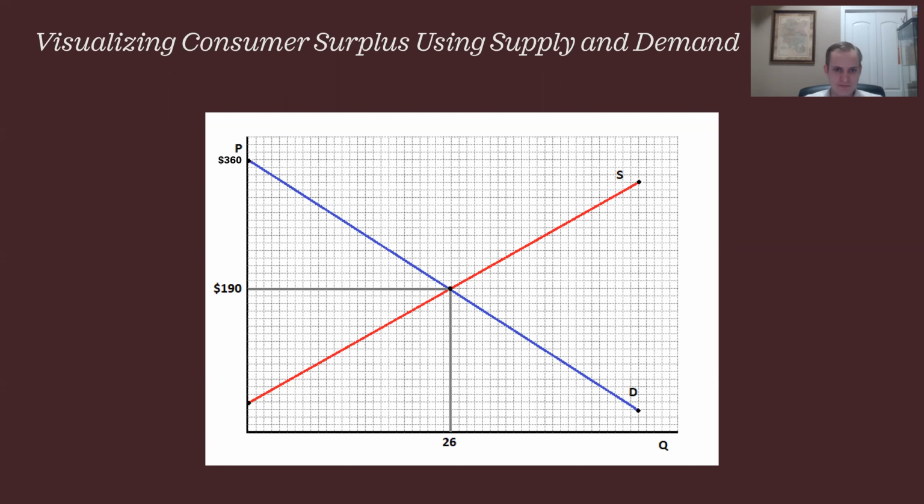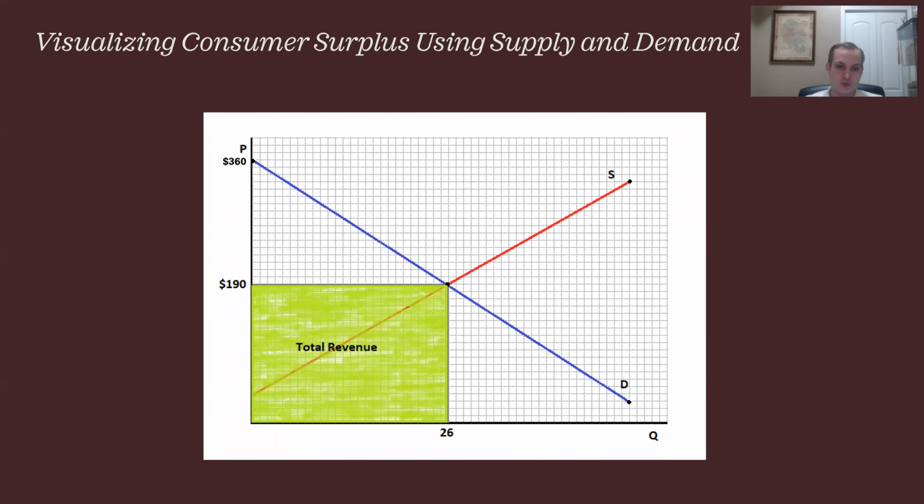Now, before we get into actually looking at consumer surplus, I do want to briefly touch on total revenue, which is also going to be important for you to be able to conceptualize and understand and visualize when using the supply and demand model. So total revenue, I think many of you are probably going to already know this formula, but it is found by taking quantity times price. So in this case, it'd be 26 times $190.